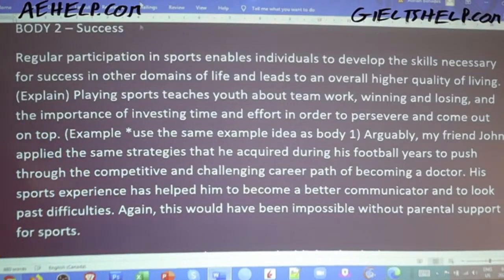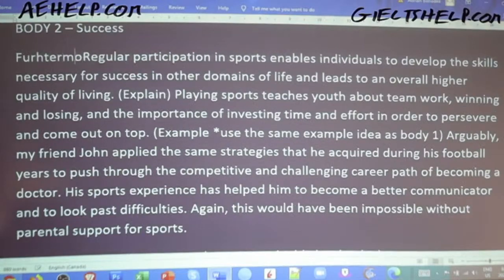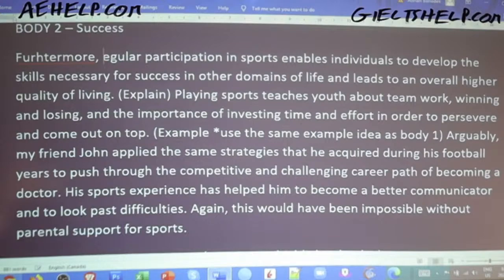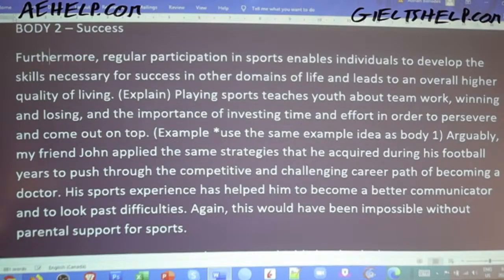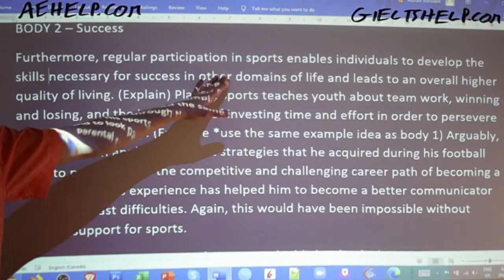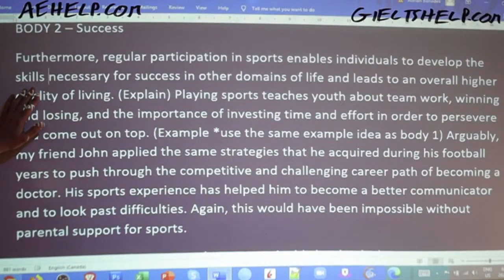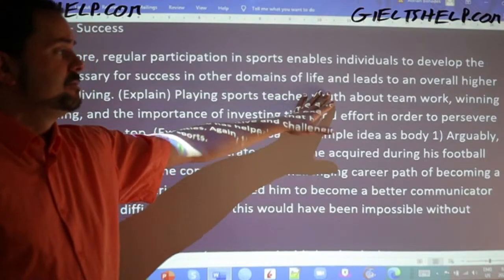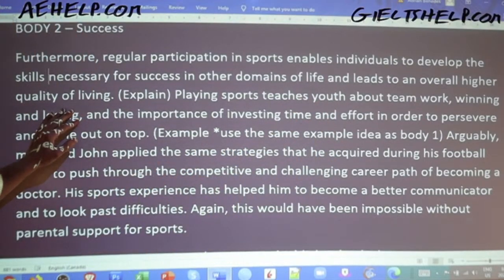I want to connect this maybe a little bit better, so I'll go furthermore. Okay, so furthermore, regular participation in sports enables individuals to develop the skills necessary for success in other domains of life and leads to an overall higher quality of living.